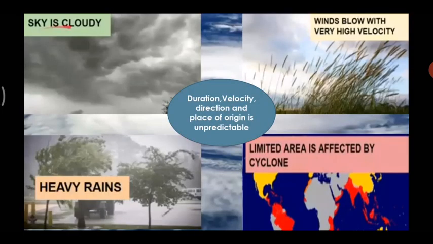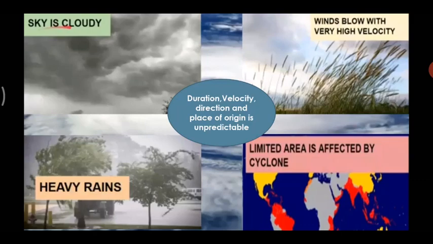Next, you can see here what happens when the cyclone will come. What are the things you can notice before the cyclone is coming? The sky will look cloudy. That means the sky will look dark. Clouds are there in the sky. Then next, winds will blow with a very high velocity, very high speed. Then there will be heavy rains and it will cover a limited area. Because of the cyclone, a limited area is affected.